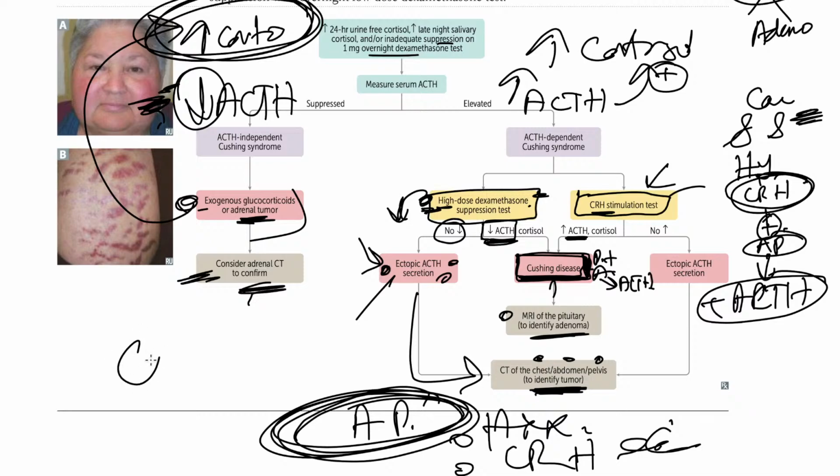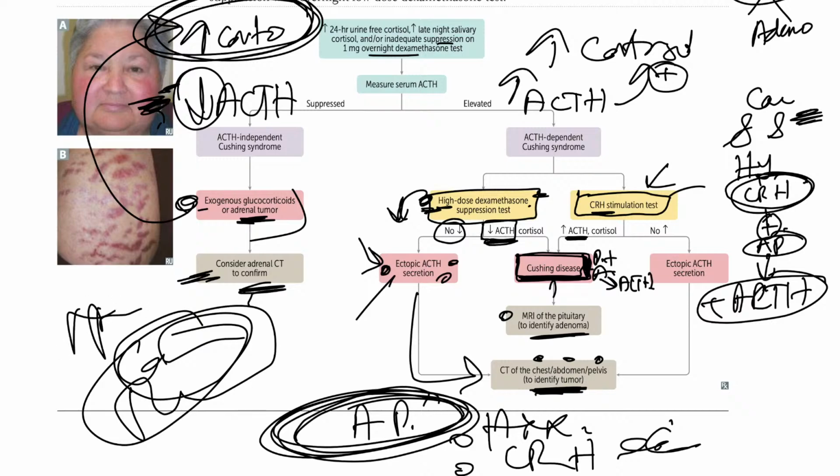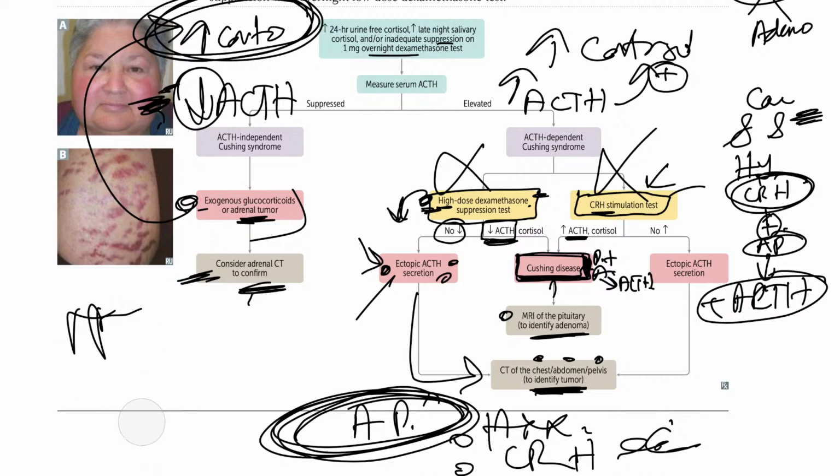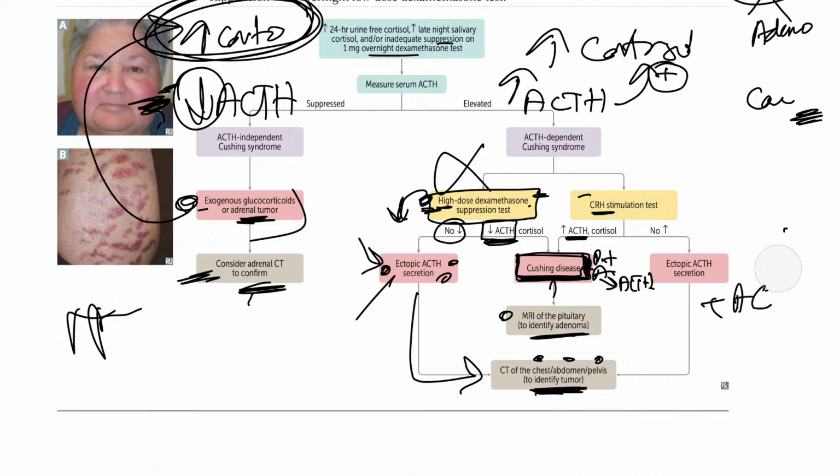But your carcinoma, your tumor, your paraneoplastic ACTH secretion will not respond to both things. Neither is it going to respond to your dexamethasone, nor to your CRH. Simple as that. Okay. So with that, look at this, the other one. We give CRH, and Cushing disease, which is your pituitary adenoma, does respond, increasing ACTH secretion. And then you do an MRI to check the brain.